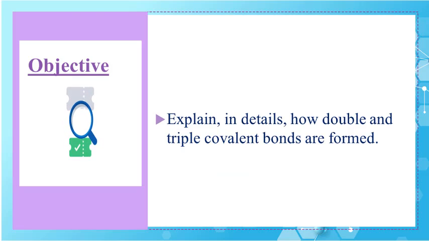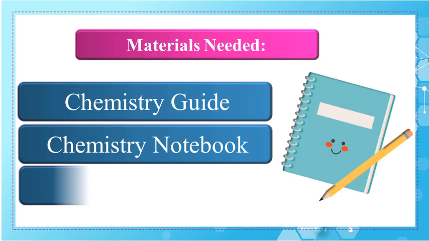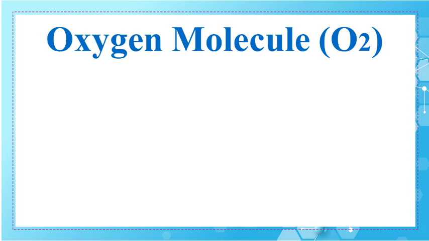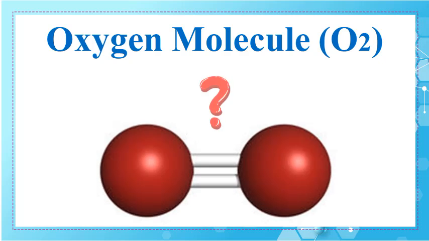And in this video, we'll explain in detail how double and triple covalent bonds are formed. Starting with the double covalent bond. Let's take an example, the oxygen molecule O2. What is the type of bond between the two oxygen atoms?